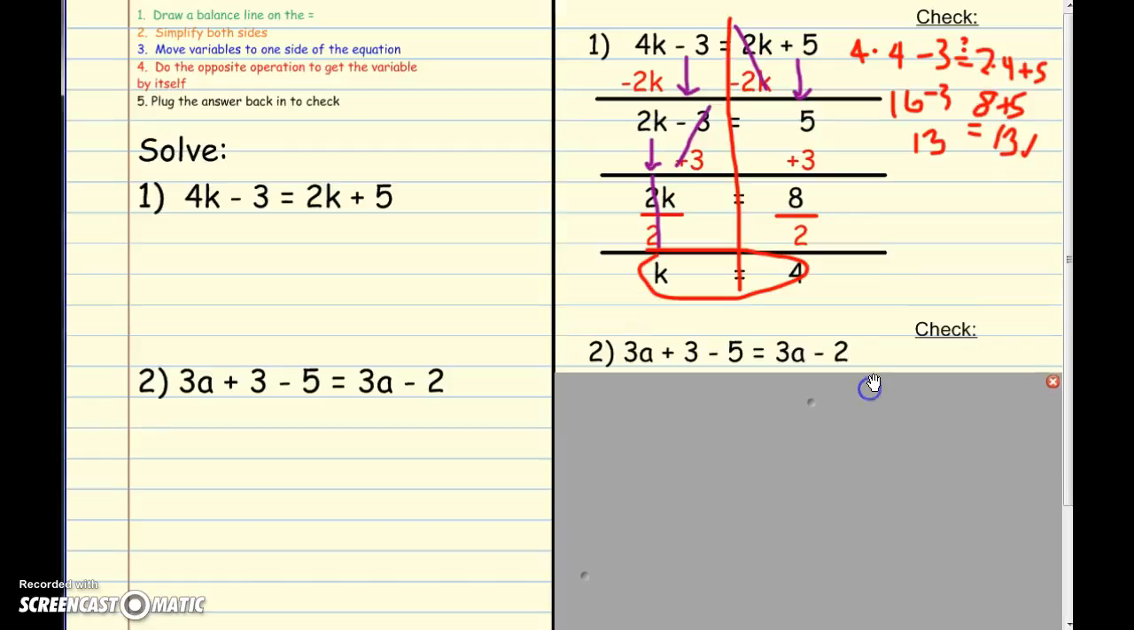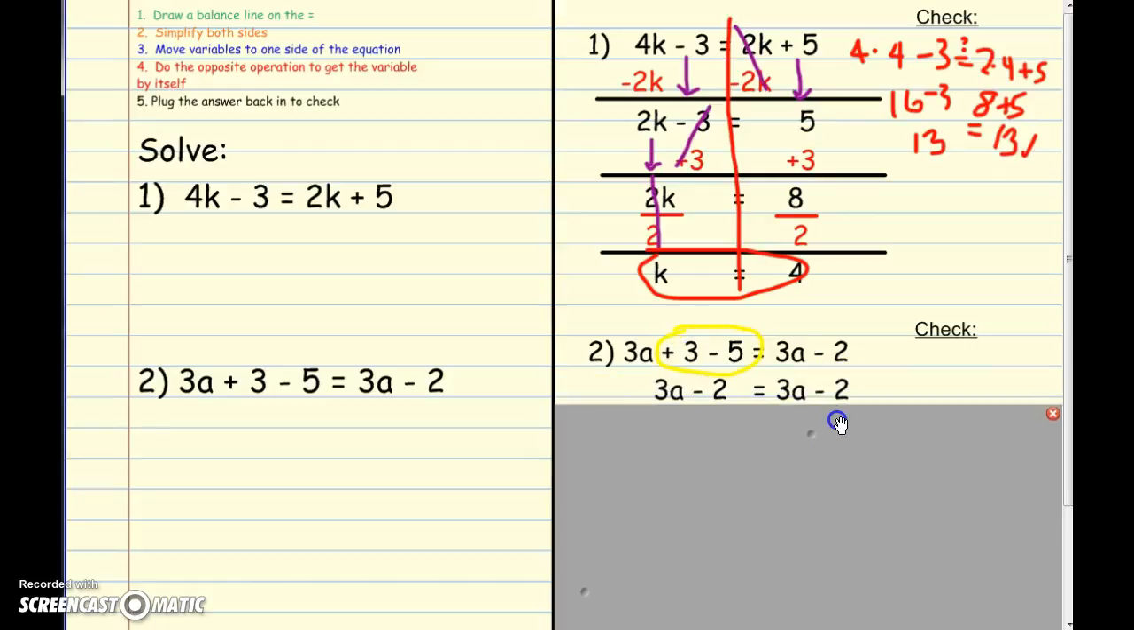Example number 2, I have 3a plus 3 minus 5 equals 3a minus 2. Again, we're going to follow those 5 steps. Draw your balance line. We're going to simplify both sides. If you look carefully, there's something here that we can simplify with our 3a plus 3 minus 5. Notice my 3a's are the same. 3 minus 5 gives me negative 2. Here's my equal sign, and then I still have 3a minus 2.